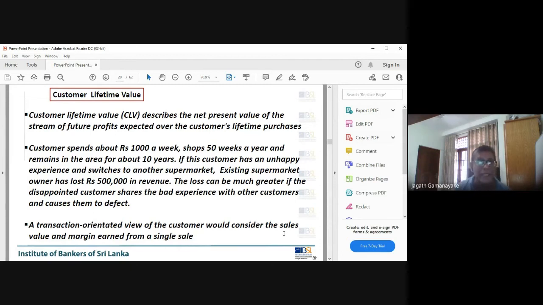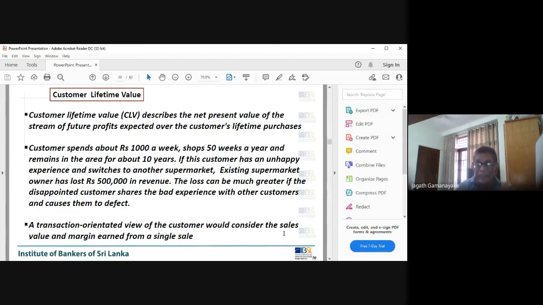The same thing applies to customer lifetime value. Say, for example, a customer spends about rupees 1,000 per week, shops 50 weeks a year, and remains with the company for about 10 years. Suppose his lifetime is 10 years. Now how much is he giving? Right, 500,000 revenue, 1,000 into 50 into 10 years. This is the lifetime revenue you're going to take.